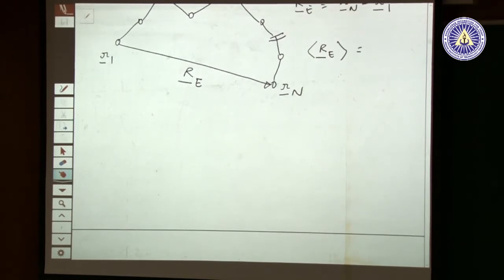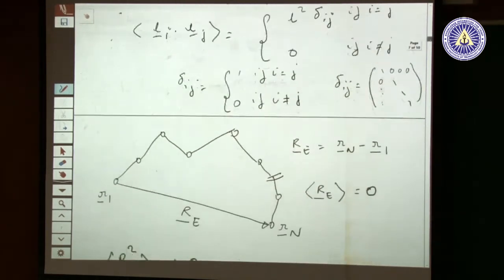Okay, so we want to find the average value, and that is 0, because again of arbitrary orientations. However, the square is not 0. So if I found Re squared, that is not 0, and that's something we are interested in. So if we want to calculate it, firstly, let's see.